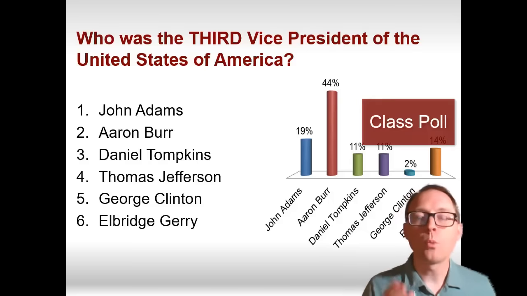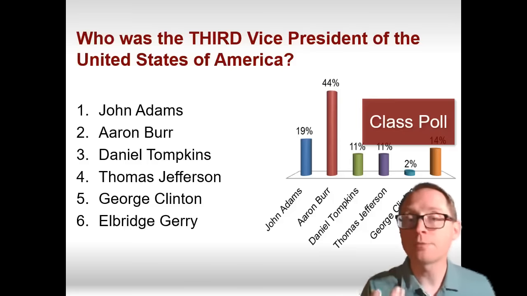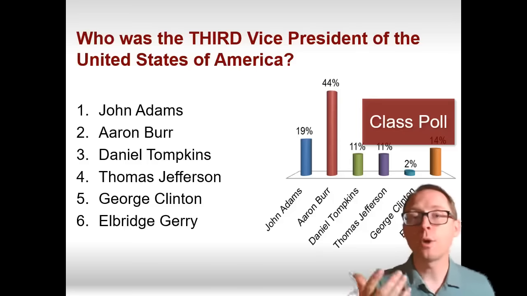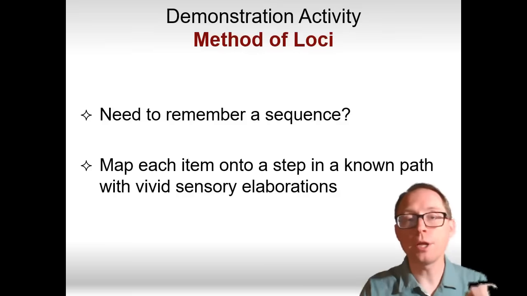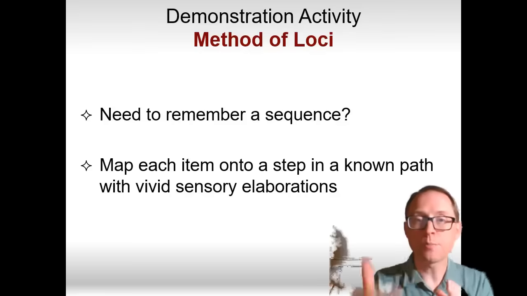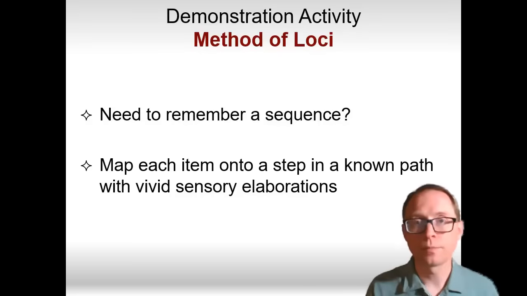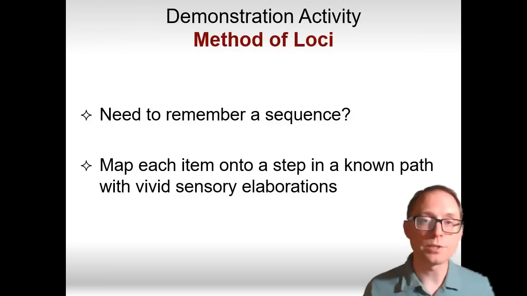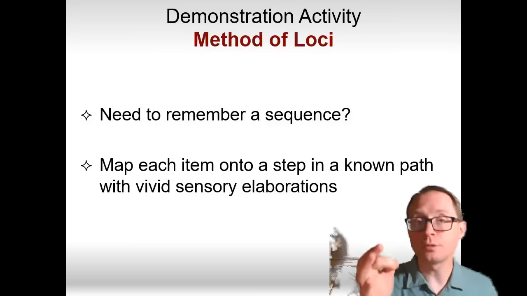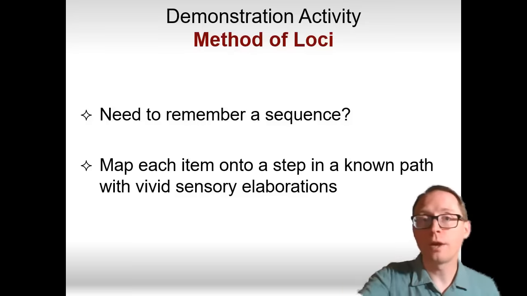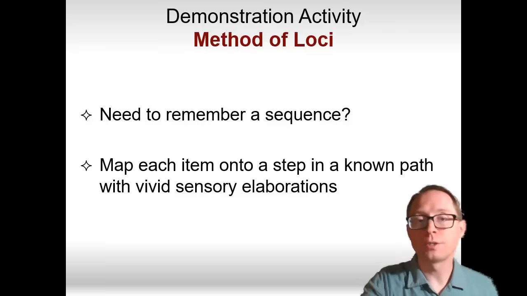Now, what we are going to do is use elaborative rehearsal to take what we already know and connect what we don't know. So the things that we already know, that is the steps on the path from the library to the student union. Okay, we already know how to get there. We know how that's done. Now, what we don't know is the order of the vice presidents of the United States. So we are going to connect each vice president of the United States with a different location on the way from the student union all the way to the library.